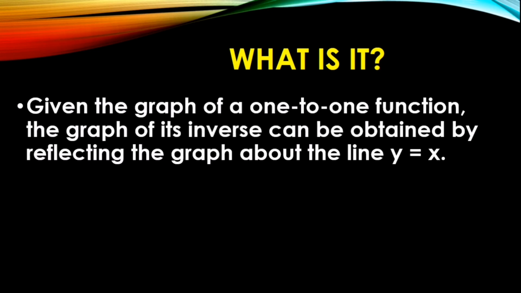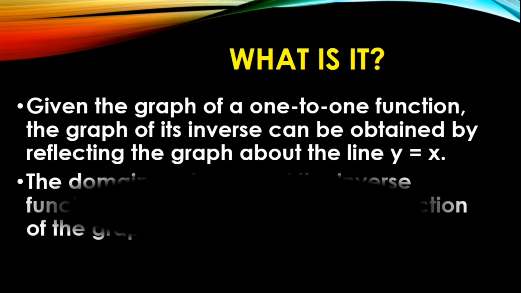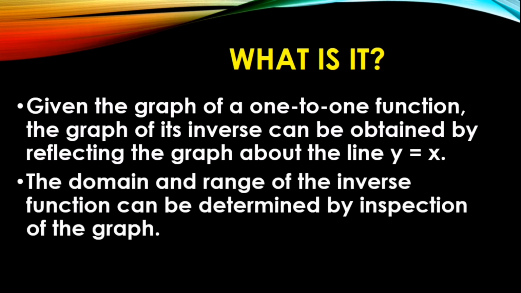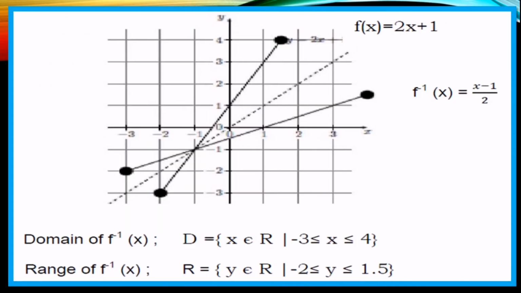Given the graph of a one-to-one function, the graph of its inverse can be obtained by reflecting the graph about the line y is equal to x. The domain and the range of the inverse function can be determined by inspection of the graph. We have here the example of the graph. f of x is equal to 2x plus 1, and its inverse is x minus 1 divided by 2.